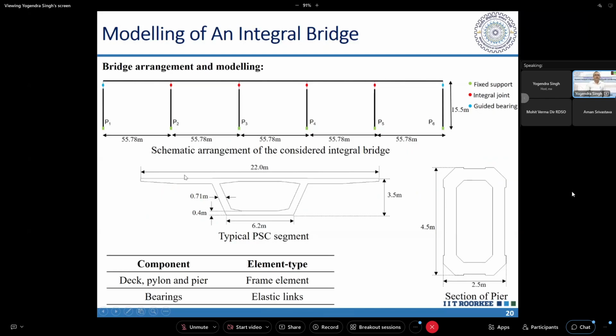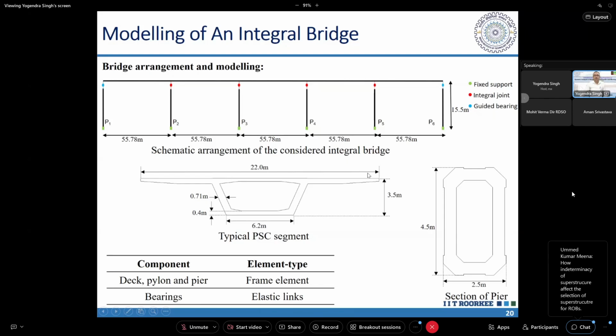Now, in case of continuous bridges and integral bridges, we can model the series of the piers and the boundary conditions. If it is integral, it will be monolithically connected with the superstructure. If it is having bearings, then it is a continuous bridge on bearings. Then the bearings will also be modeled.